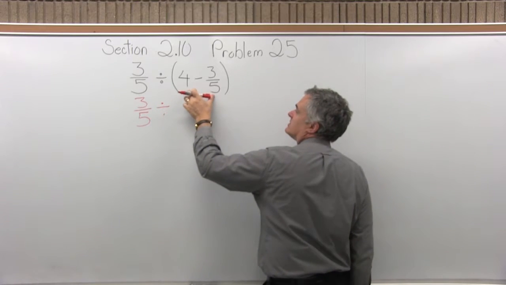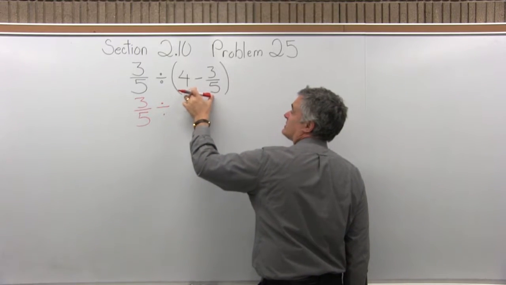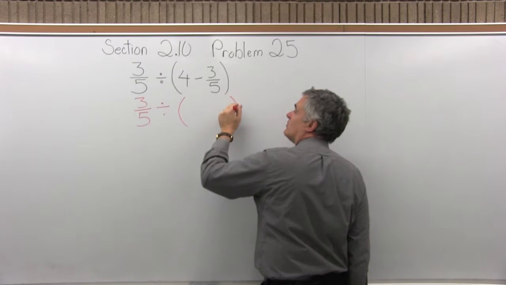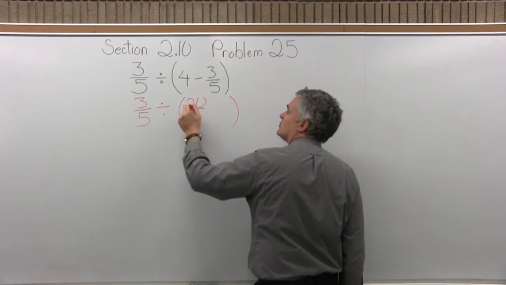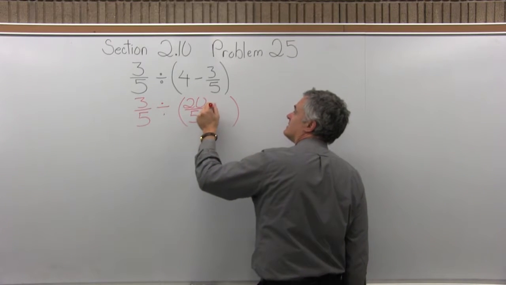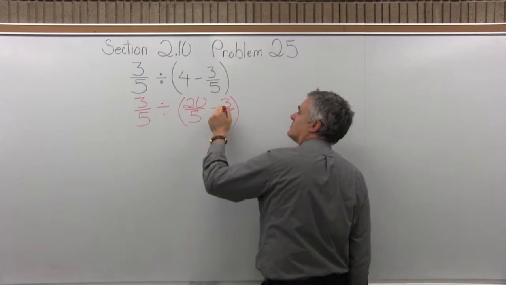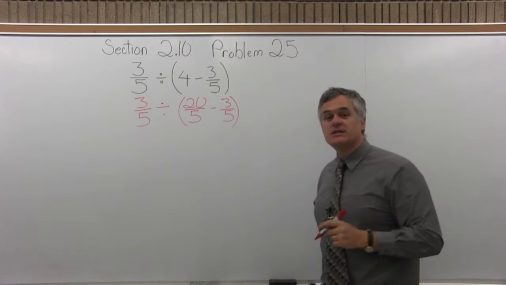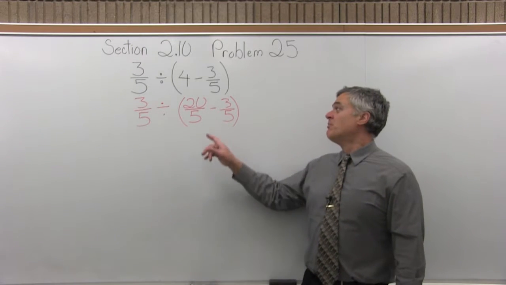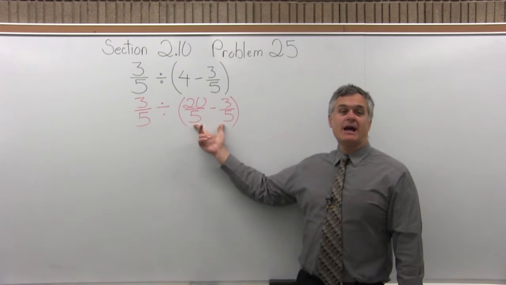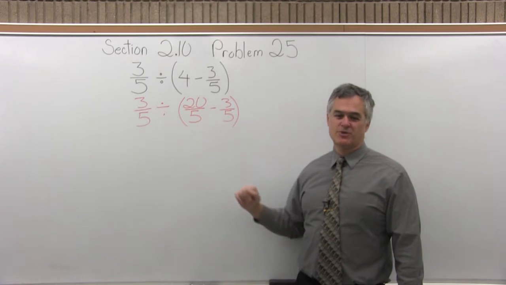Now, in the parentheses, to do the subtraction, 4 minus 3/5, I'm going to rewrite that 4 as 20/5. And I'll leave the 3/5 next to it for a minute. So 4 is the same as 20/5. 20 over 5 will reduce back to 4. But in this form, I have a common denominator, so I can subtract the fraction.